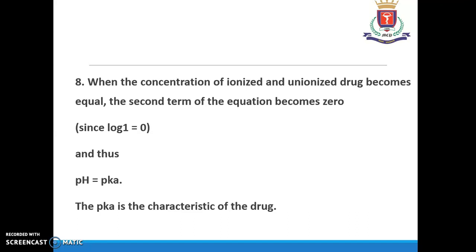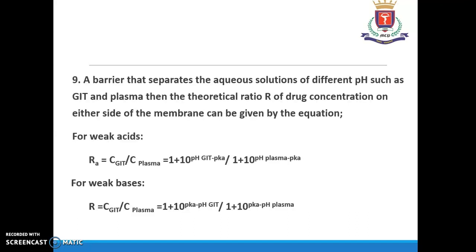When the concentration of ionized and unionized drug become equal, the second term in the equation becomes 0, that is, pH is equal to pKa. Now, the pKa is a characteristic of a drug.